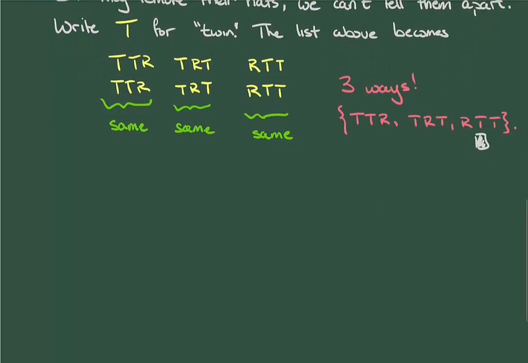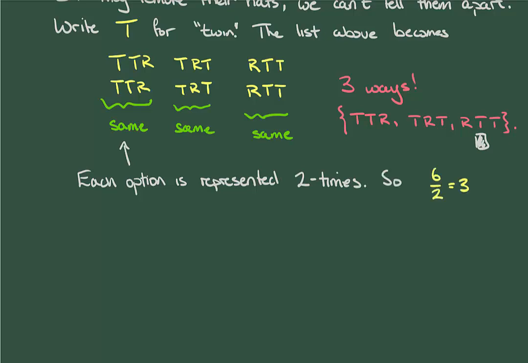So where does this number 3 come from, and how can we generalize this to other cases? Well, TTR is represented twice in our original list above, and there's nothing special about this element. Everything is represented twice. So having overcounted everything by exactly 2, that gives us 6 divided by 2 equals 3 total unique elements. So what if there are 3 repeated elements? What would we divide by then?